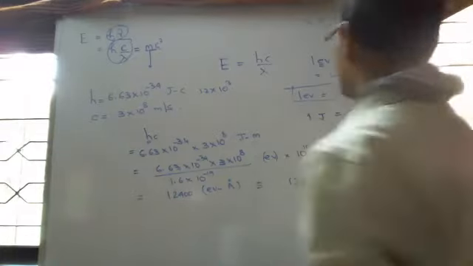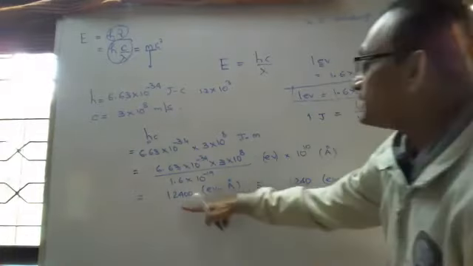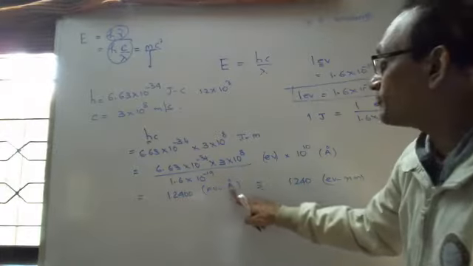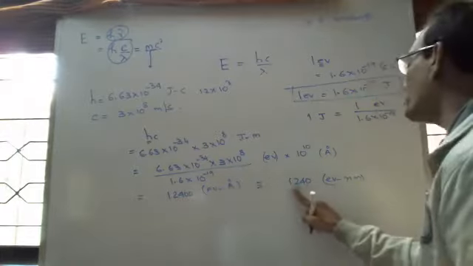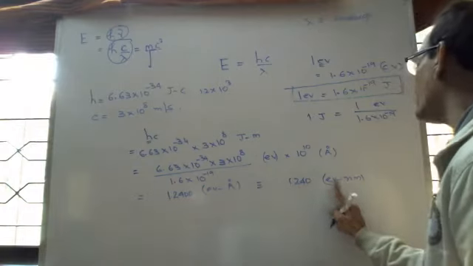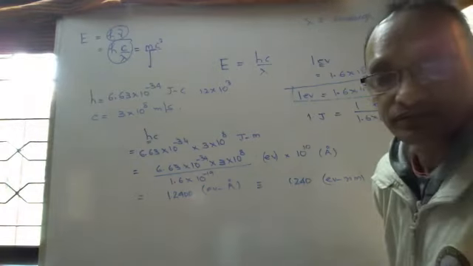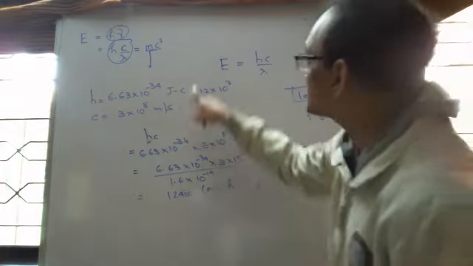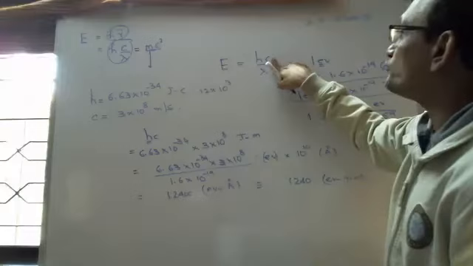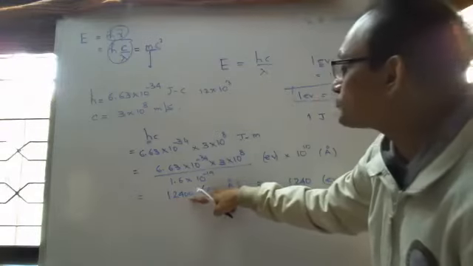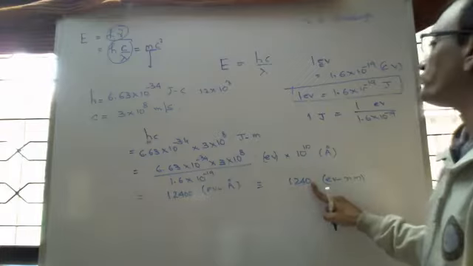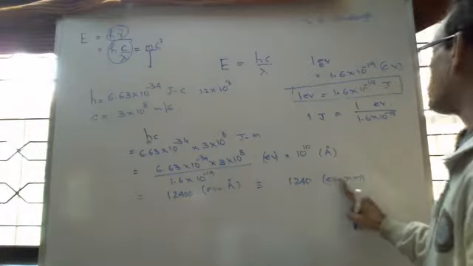So HC could be looked upon as 12,400 electron volt angstroms, or could be looked upon as roughly 1240 electron volt nanometer. Yes, sir. These are two important numbers you must remember. HC of this energy of a photon is like 12,400 electron volt angstroms, or 1240 electron volt nanometer.